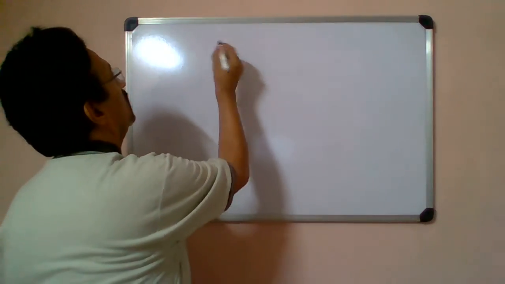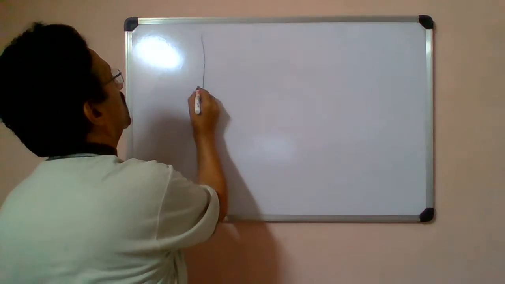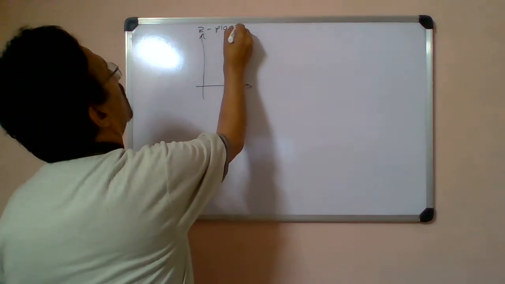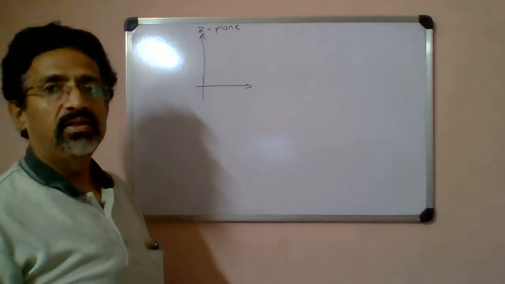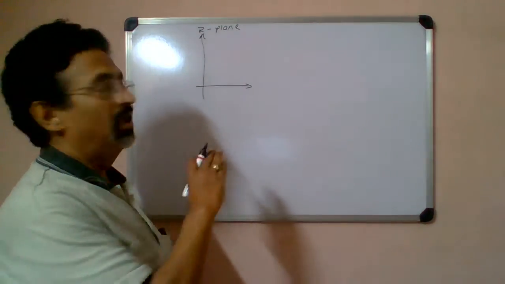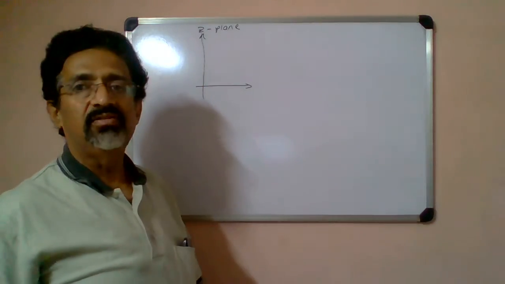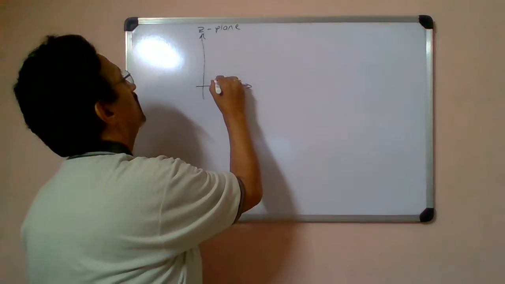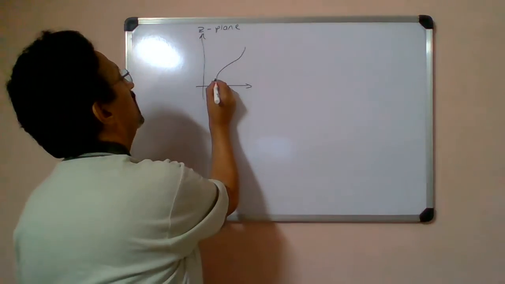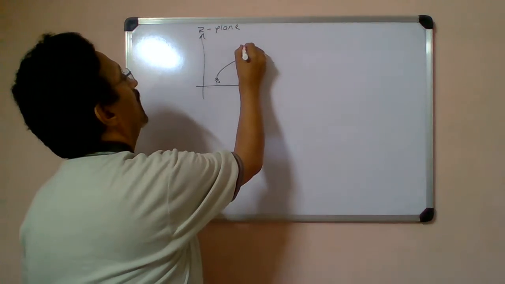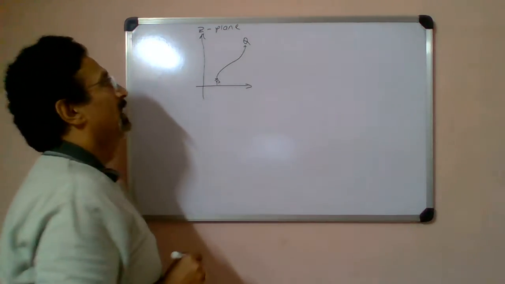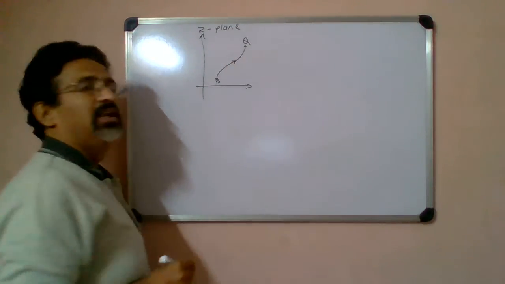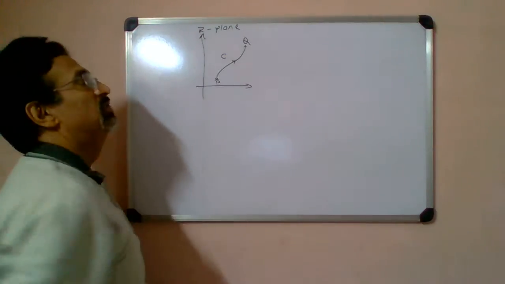We are going to consider a curve in the Z plane. I assume that the function f(z) is analytic on some region on this plane. So I consider a curve C, which starts at P and ends at Q. Obviously, the direction is this. So this is my curve C.